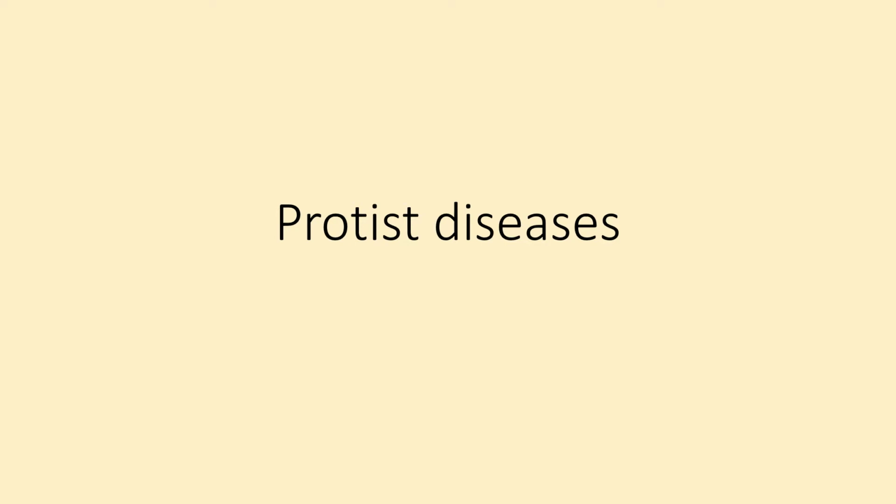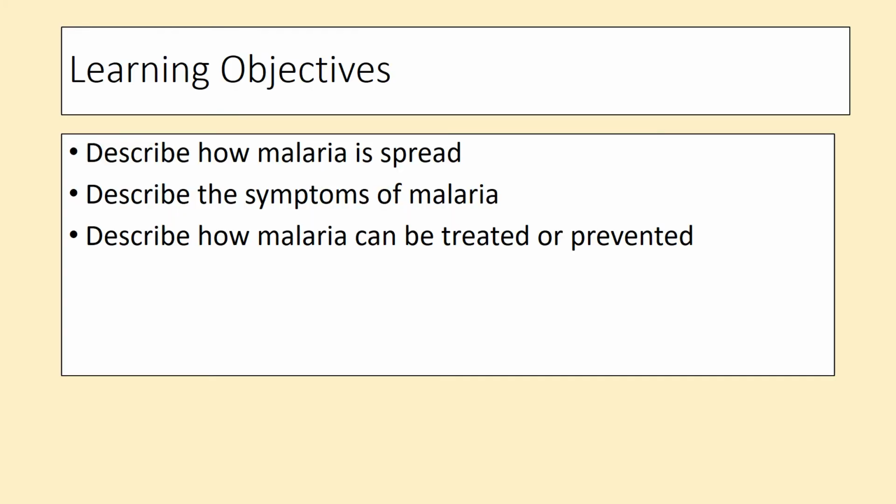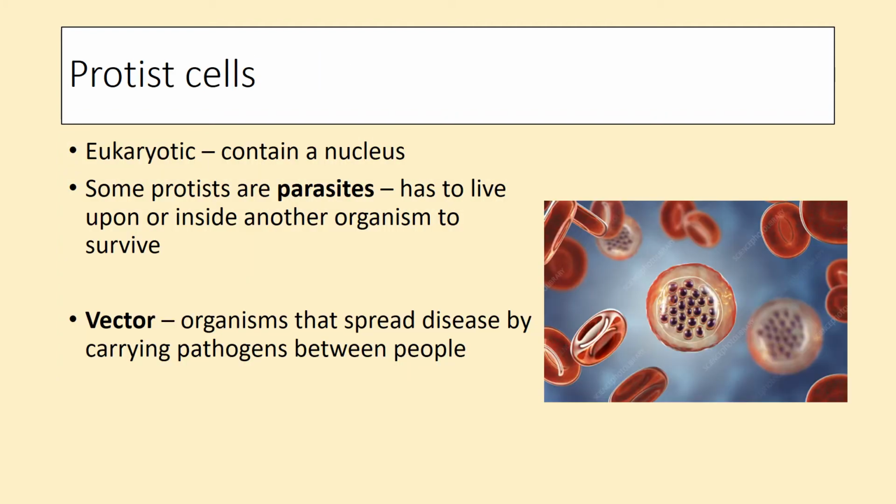We're now going to look at protist diseases, how they can be treated, how they can be spread, and the symptoms of protist diseases, including malaria. So protist cells are eukaryotic. They do contain a nucleus, which again makes them different from bacteria, which are prokaryotic.